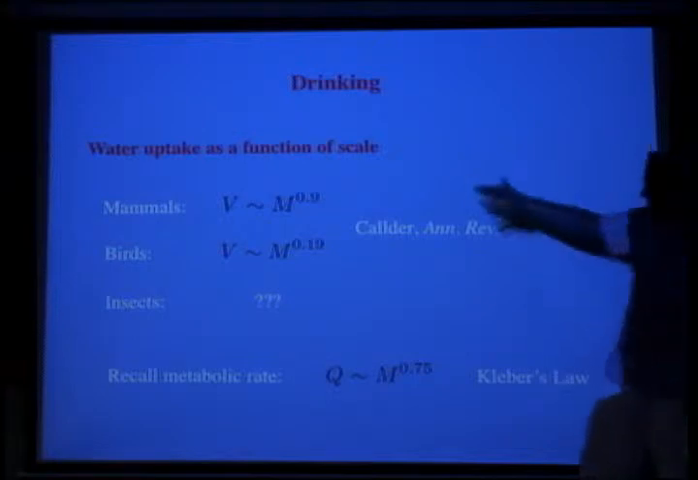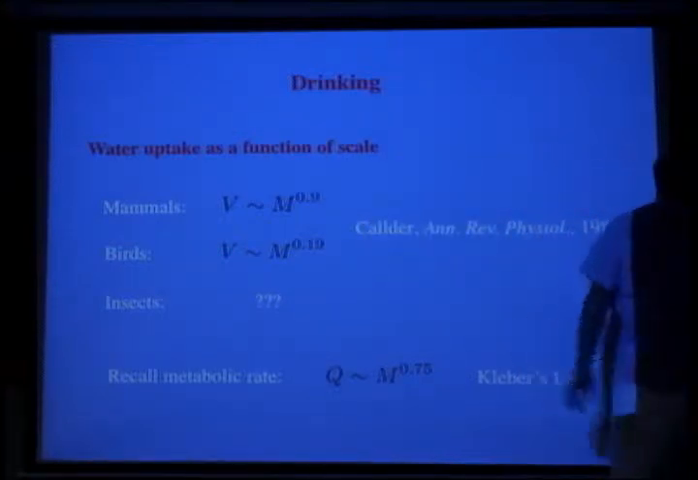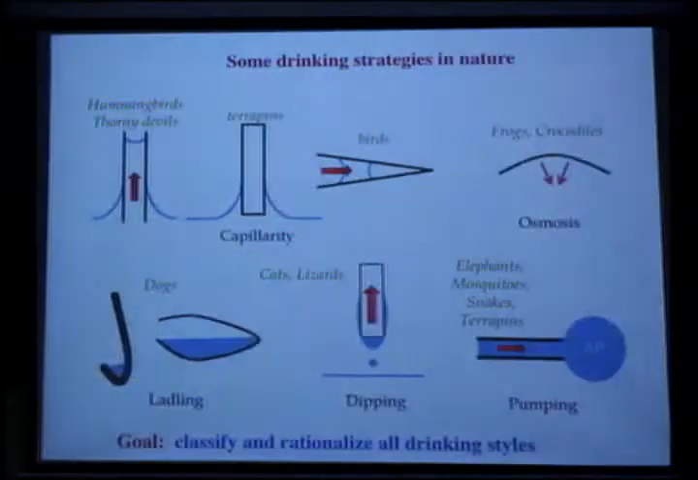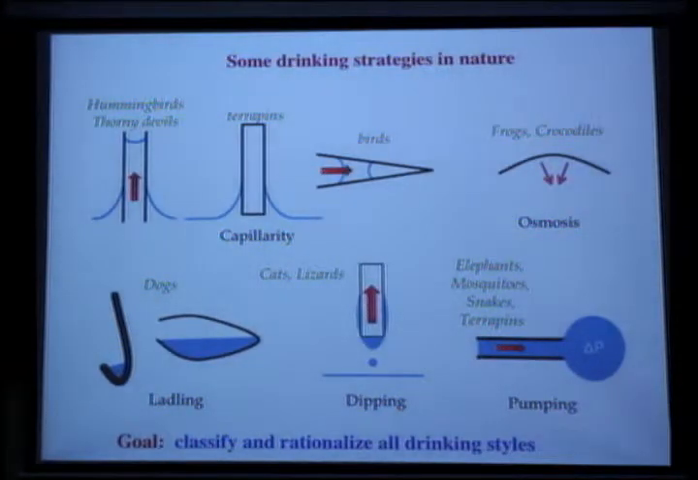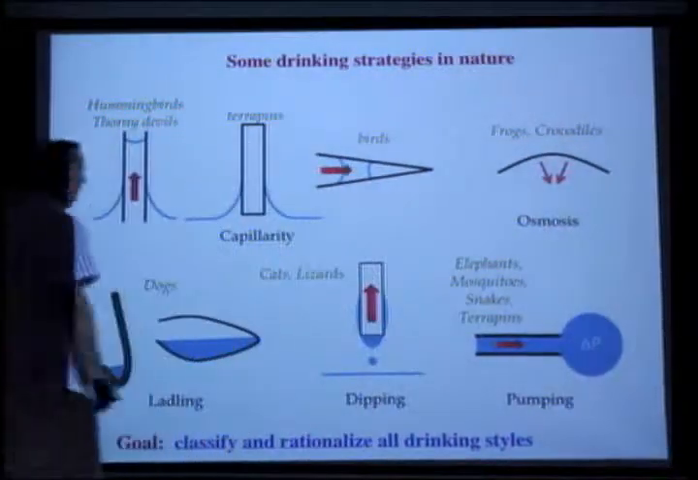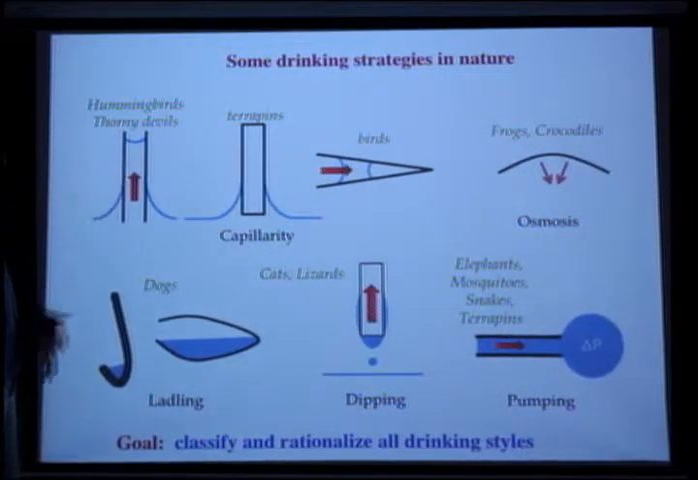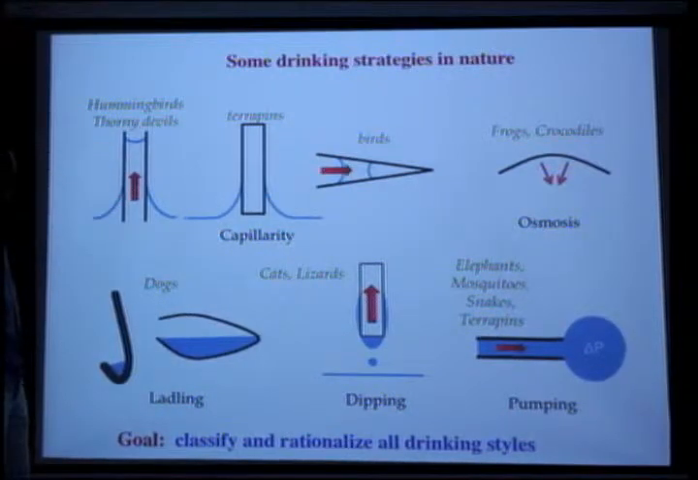There's some for mammals, some for birds, nothing really on insects, so we don't even know the extent to which they uptake water. But there are many different styles of drinking used in nature. So one is capillarity. Here you can imagine there are a lot of tube drinkers, so hummingbirds, and they use capillary action.